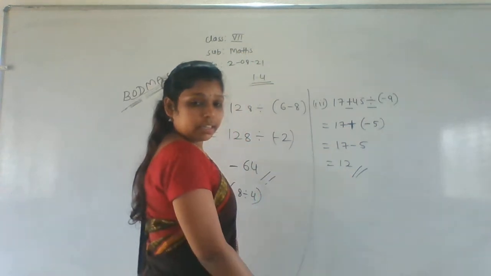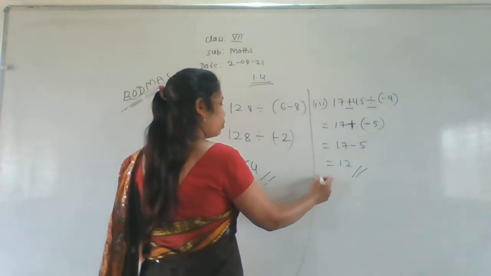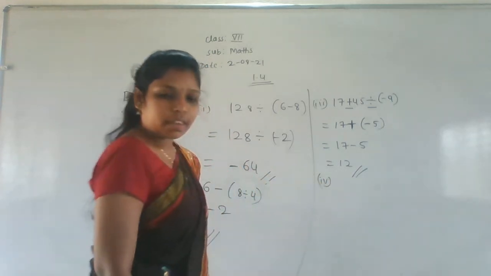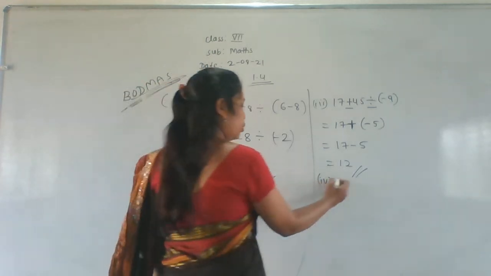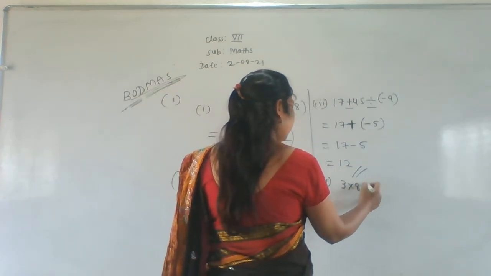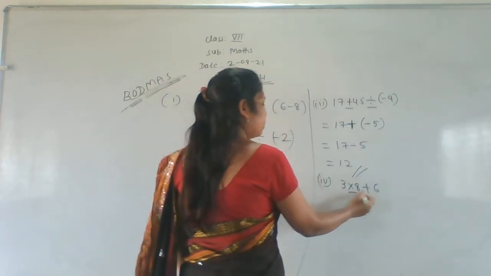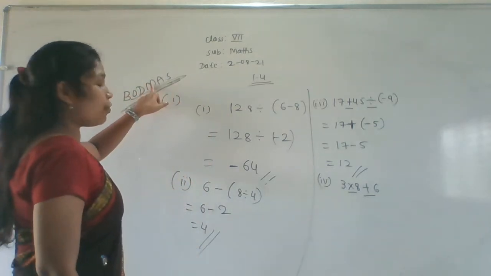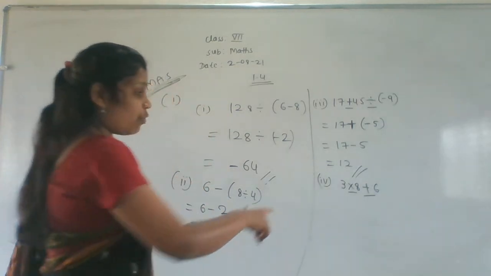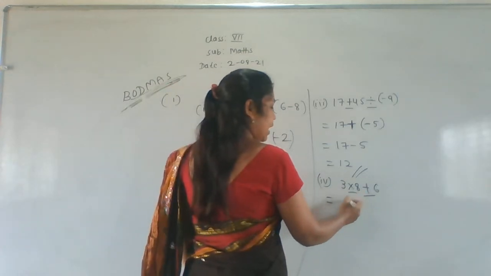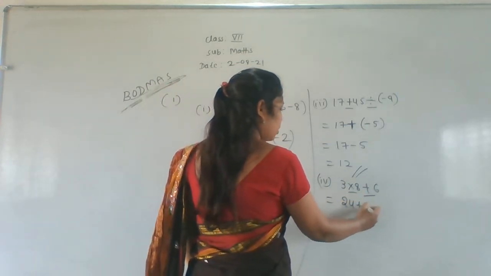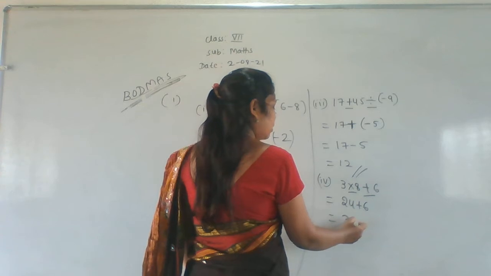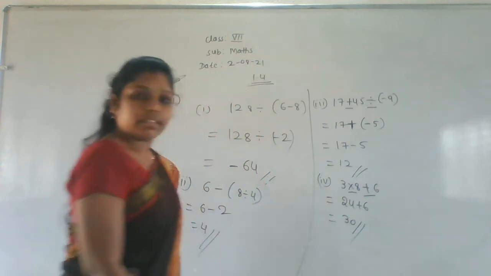Now go with the fourth one. What is the fourth question they gave here? 3 into 8 plus 6. Here multiplication is there, and addition is there. According to BODMAS, what do we have to do first? Multiplication. So first do the multiplication. 3 eights are 24, plus 6. So the answer here is 30.